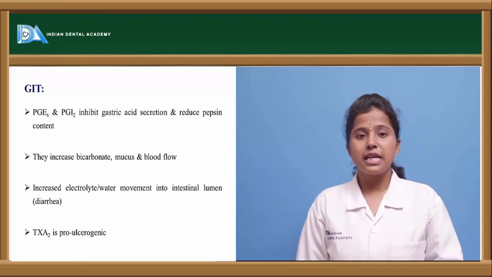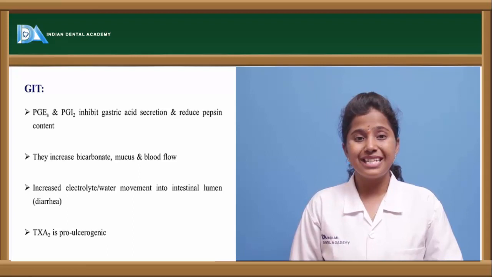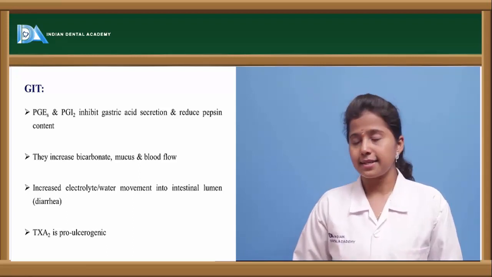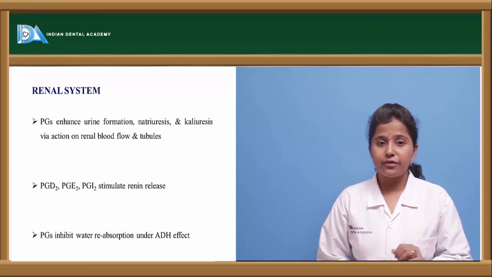And thromboxane is a pro-ulcerogenic agent, because it has such an action on the GIT that it potentiates ulcers. Let us see the actions of these prostaglandins in the renal system.